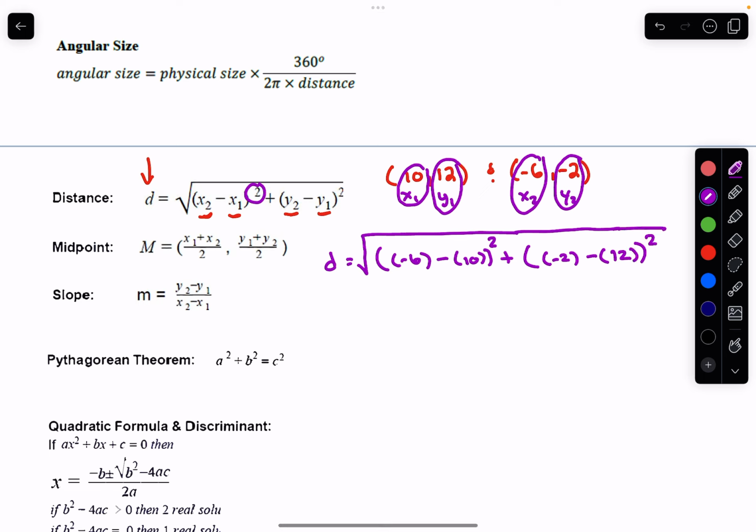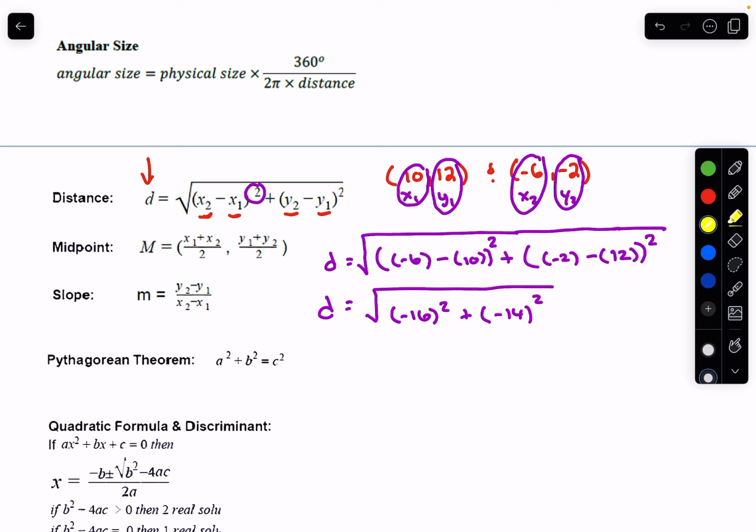You don't have to do that by hand. You can go ahead and plug that in your calculator. What the calculator is going to do, let's see, -6 minus 10 is going to be -16, and that's going to get squared. So you're going to end up with -16 squared, plus -2 minus 12 is -14 squared. You plug that in your calculator. You could do either version. You could simplify it first. If I were you, I would not. I would plug this right into my calculator and make sure it looks exactly like that picture and hit enter and get an answer.